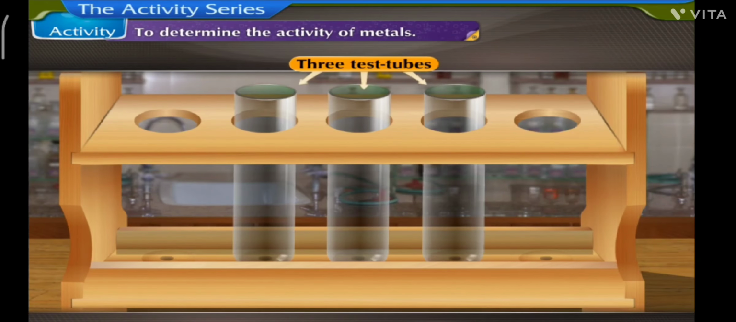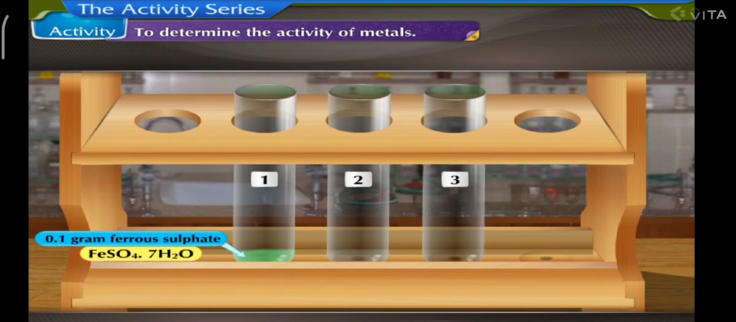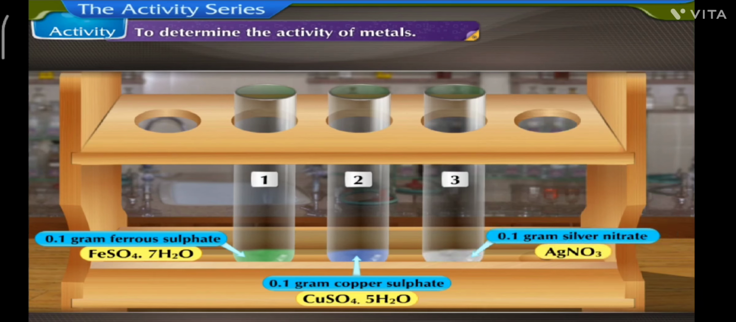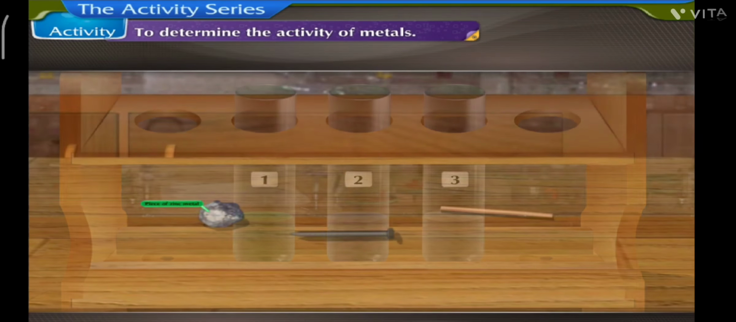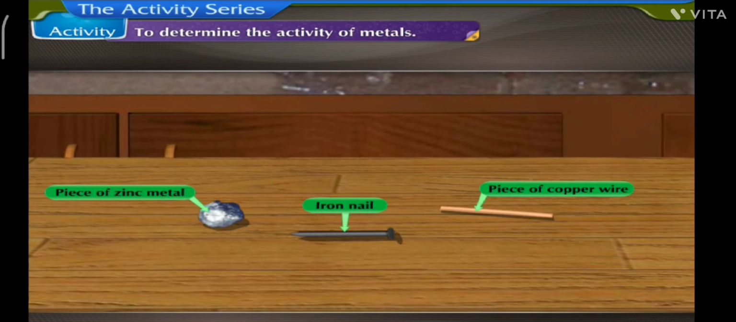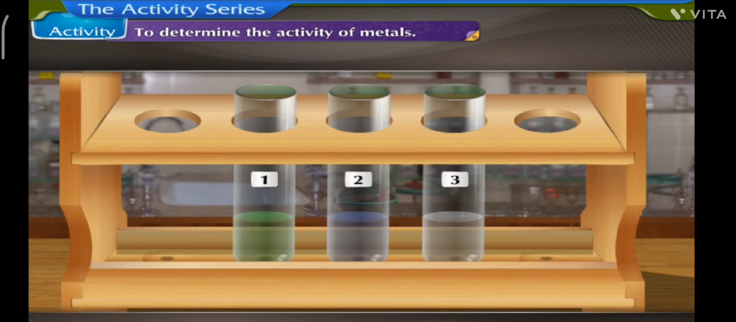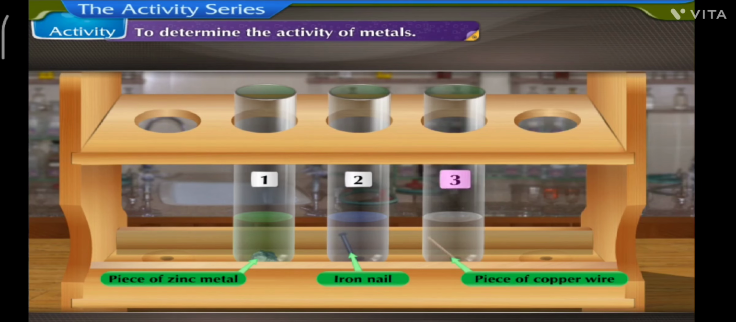Take 3 test tubes and give them numbers 1, 2, and 3. Take 0.1 gram ferrous sulfate, 0.1 gram copper sulfate, and 0.1 gram silver nitrate in the test tubes 1, 2, and 3 respectively. Add 10 ml of distilled water to each test tube and dissolve the salts in it. Keep a piece of zinc metal, iron nail or screw, and a piece of copper wire. Now, add the piece of zinc metal to test tube 1, the iron nail or screw in test tube 2, and the piece of copper wire to test tube 3.